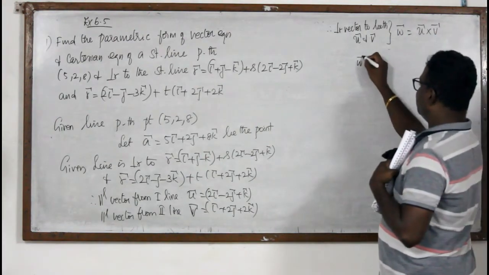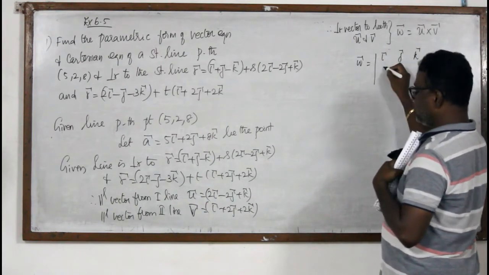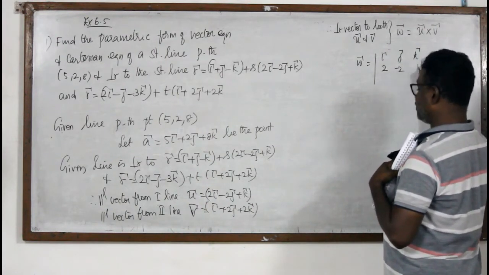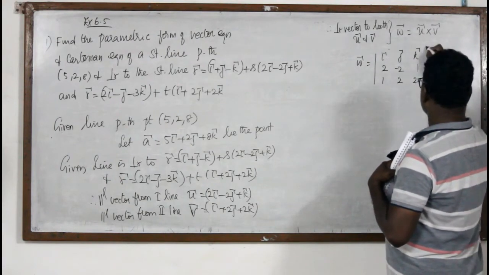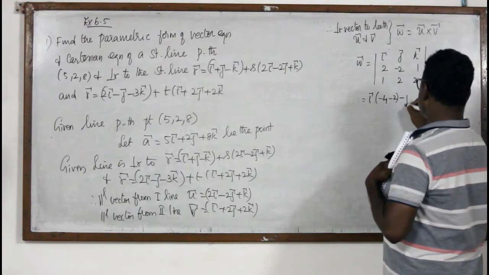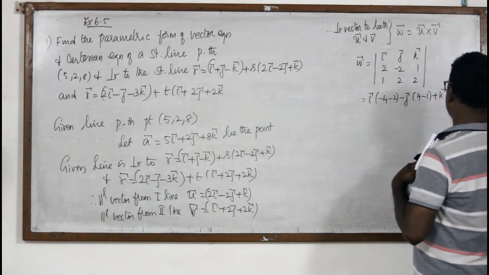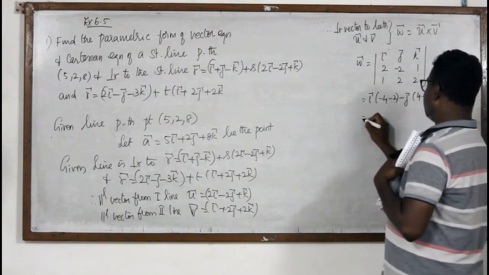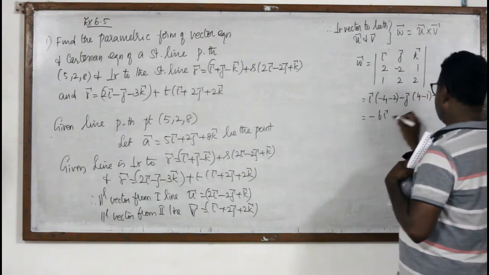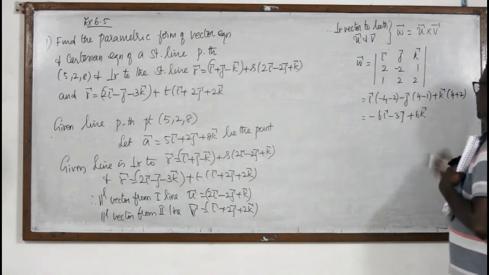So W equals the cross product, which is the determinant i j k. The u vector is 2, minus 2, 1 and v is 1, 2, 2. So it is i into minus 4 minus 2, minus j into 4 minus 1, plus k into 4 plus 2. It is minus 6i minus 3j plus 6k.